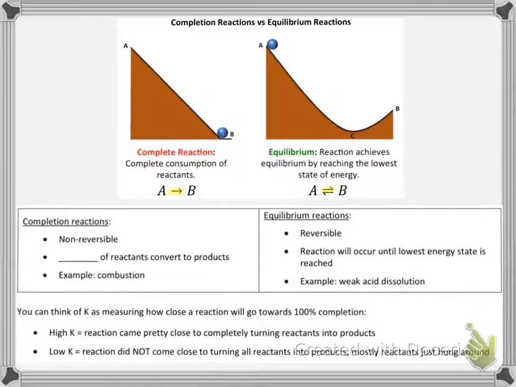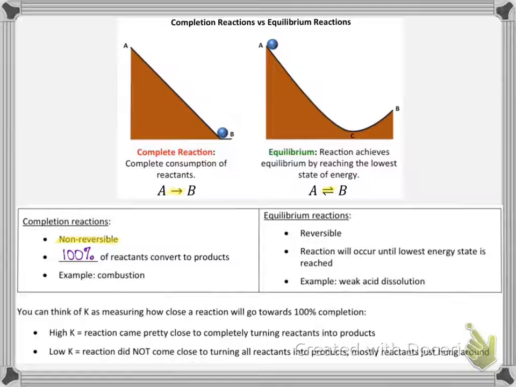But you can still look at this free energy diagram as an analogy, because in a completion reaction, it's basically a one-way slope. You're rolling downhill no matter where the chemical system is. If it's not 100% products, that's where it's going to go. That's a completion reaction, and they are non-reversible. You can't go back. Combustion is a classic example.